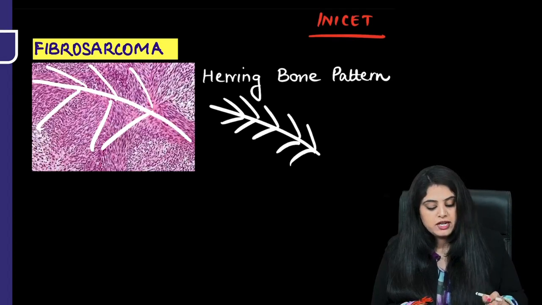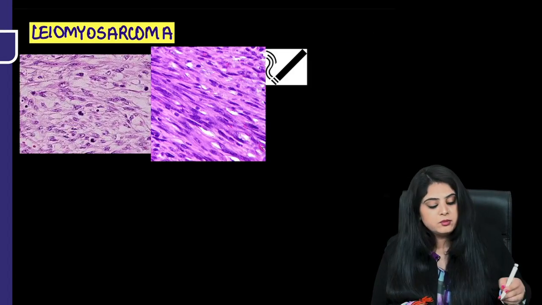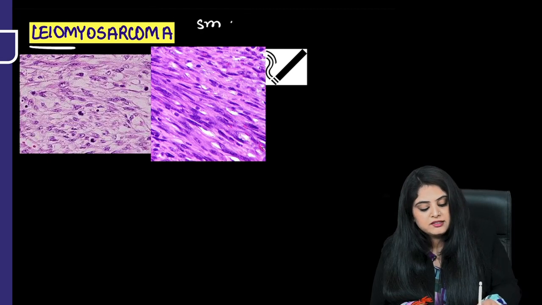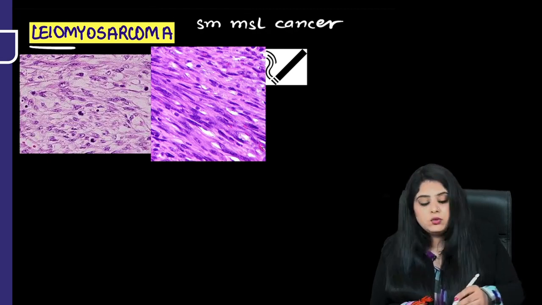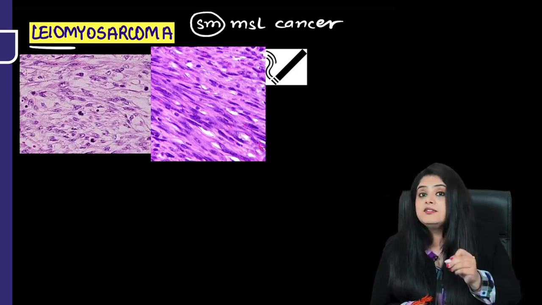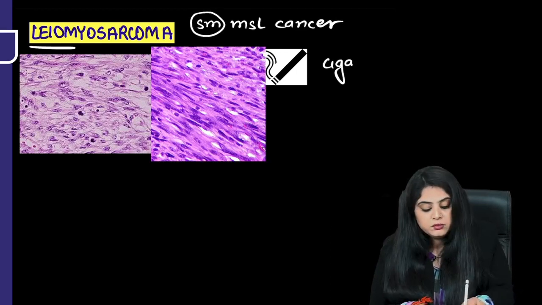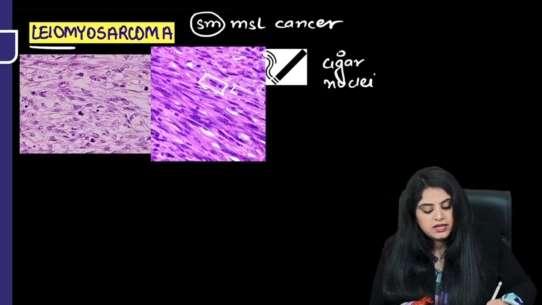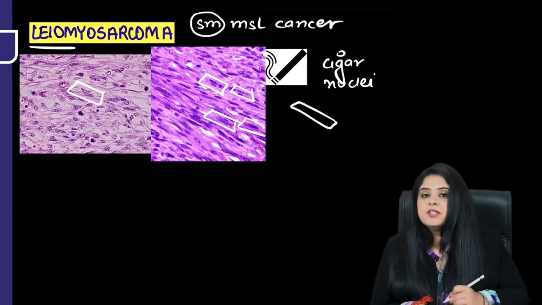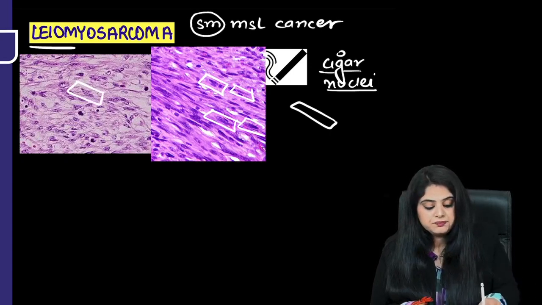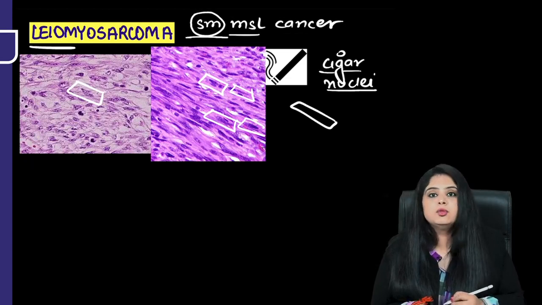Coming to the next, what is the smooth muscle tumor known as? A smooth muscle cancer. So that is going to be leiomyosarcoma. And I've already told you, anything smooth, cigar is very smooth. Anything to do with smooth muscle is going to have cigar-shaped nuclei. You will see nuclei which are looking exactly like a cigar over here, or blunt nuclei. So cigar is very, very smooth. That is why you call it smooth muscle cancer.